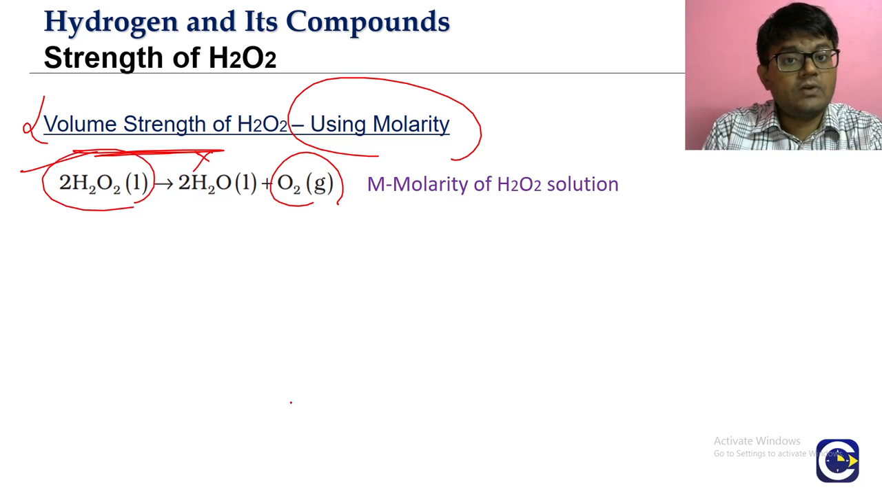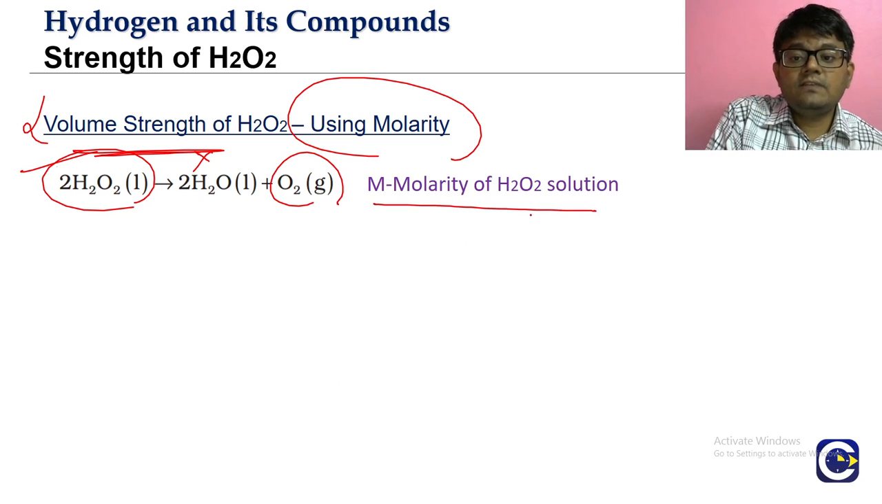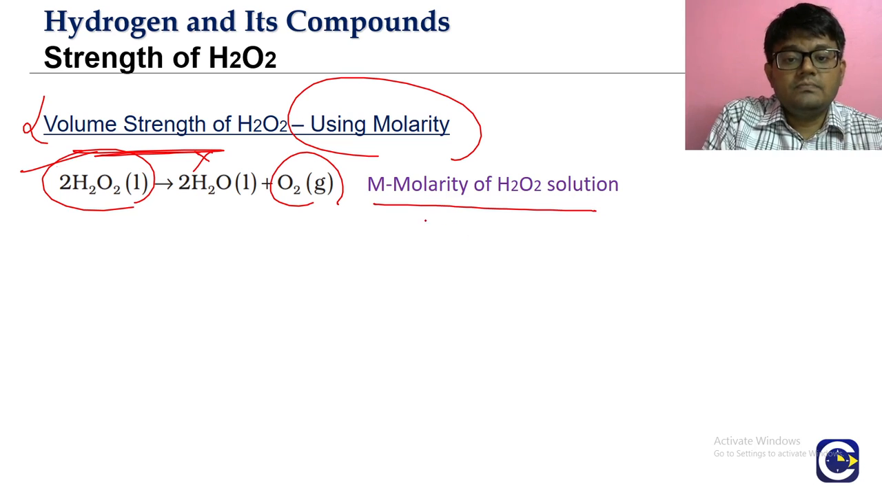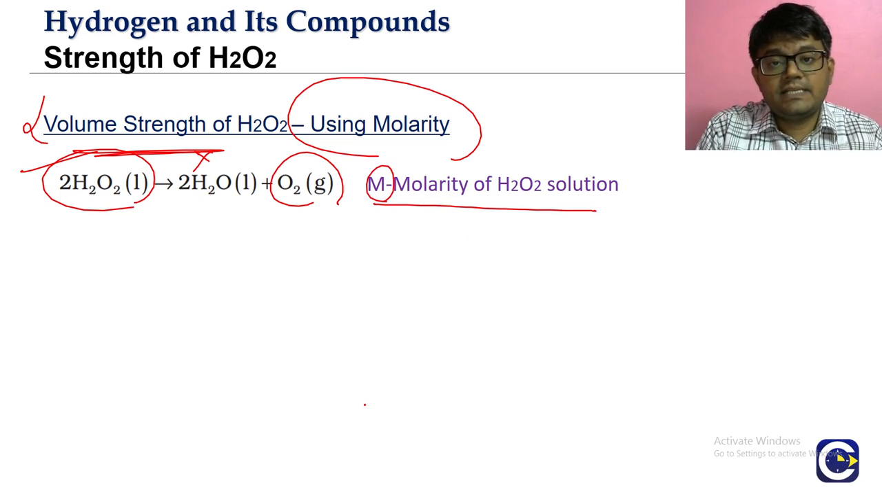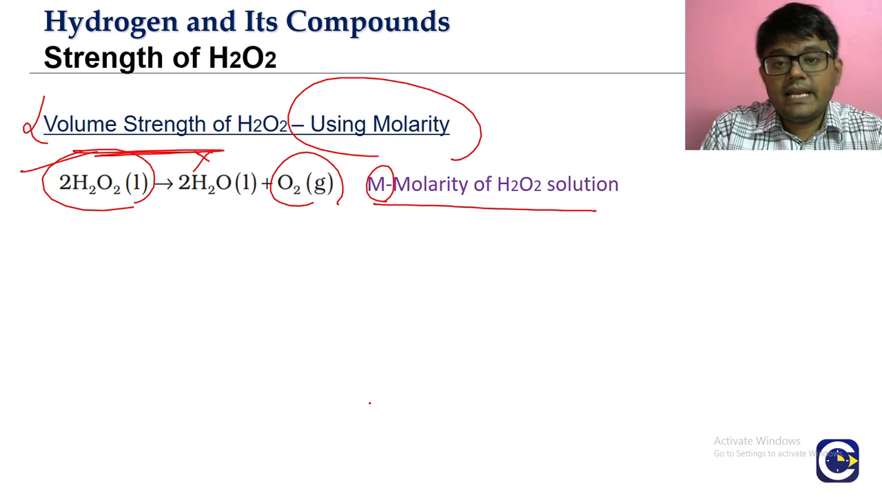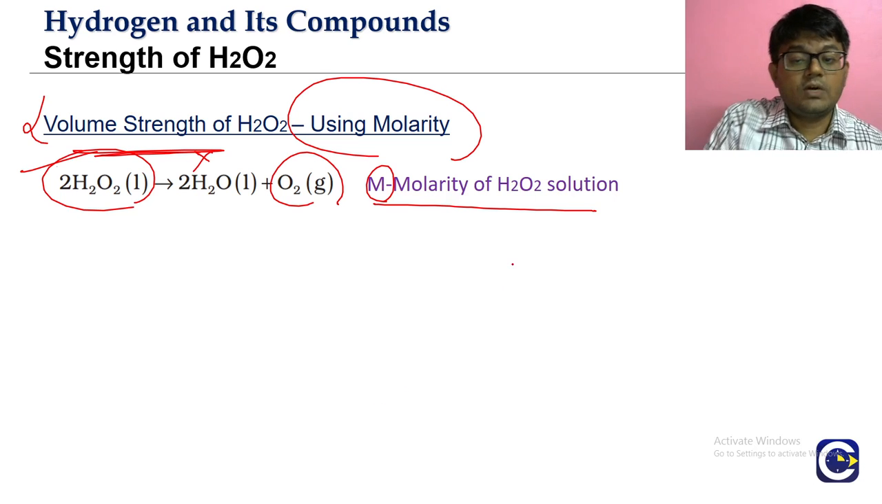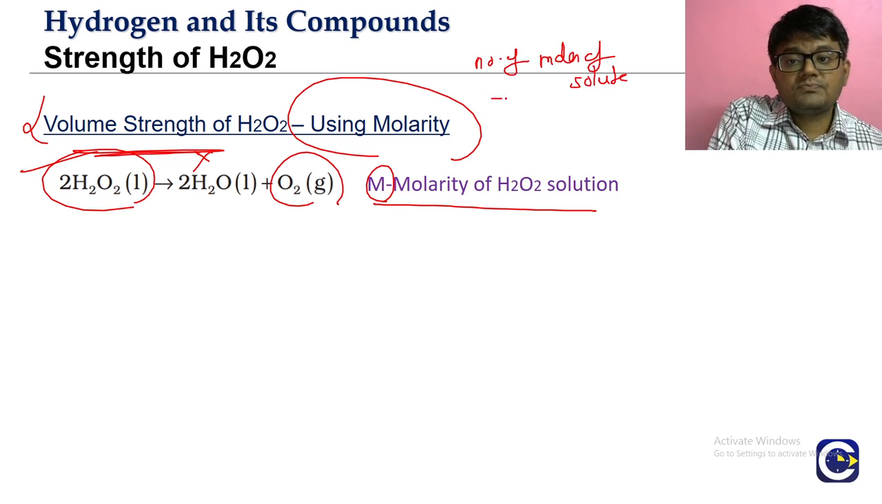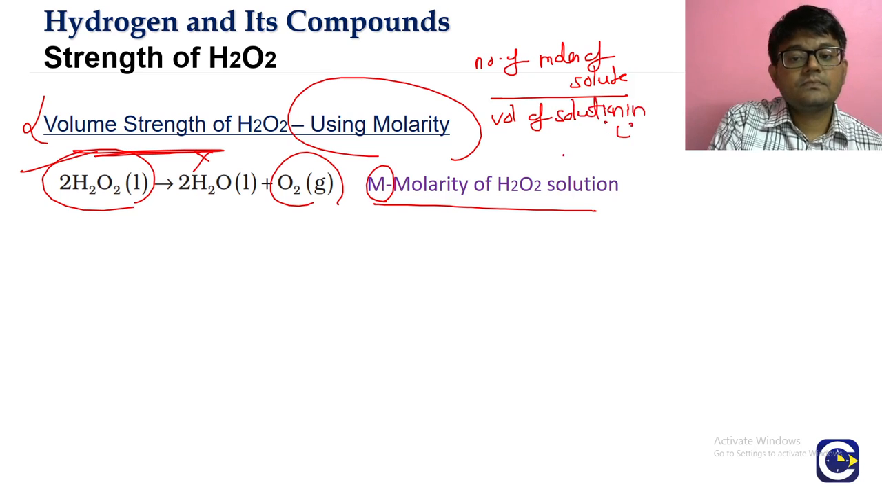So here we are trying to convert molarity into volume strength. So initially we will say M. Generally, what is capital M representing? Capital M represents the molarity. What is molarity? Number of moles of the solute divided by volume of solution in liters. Correct. So if I say M is the molarity, it means what?